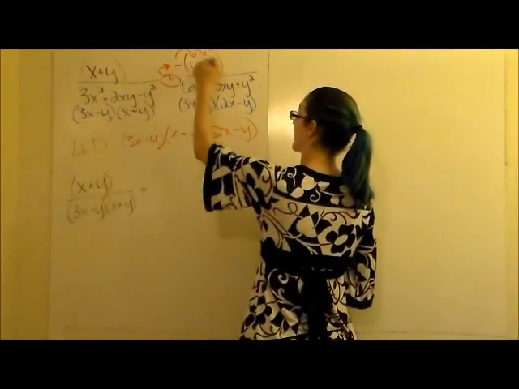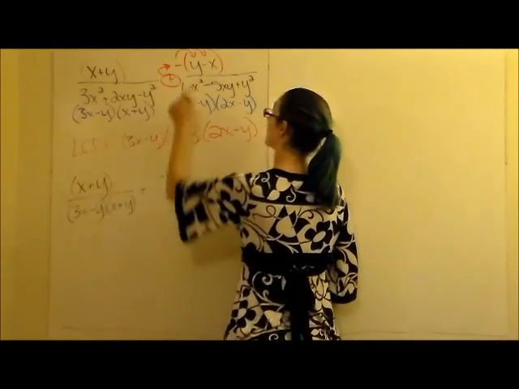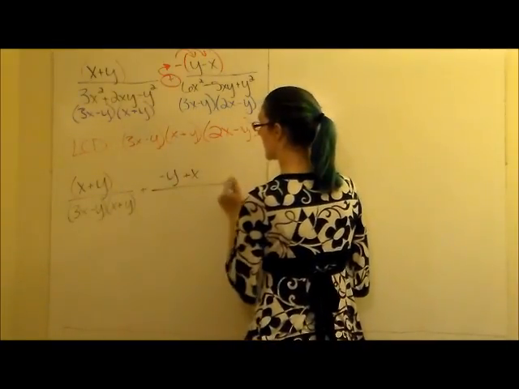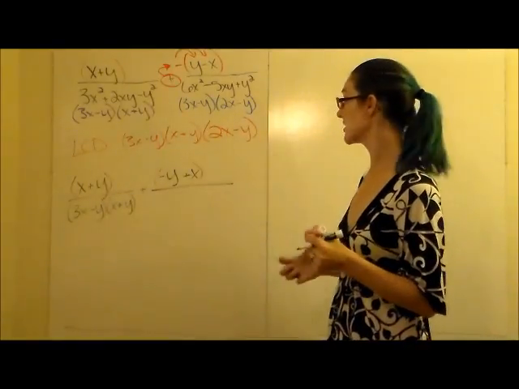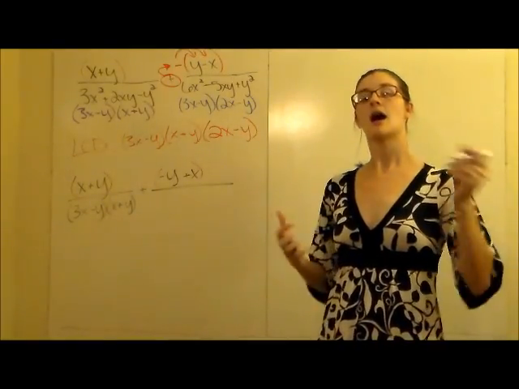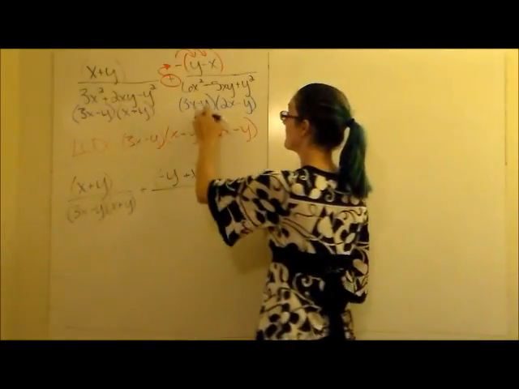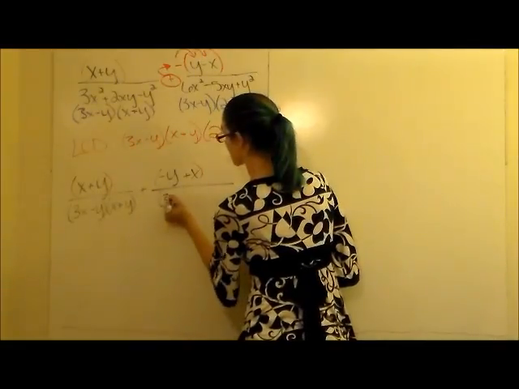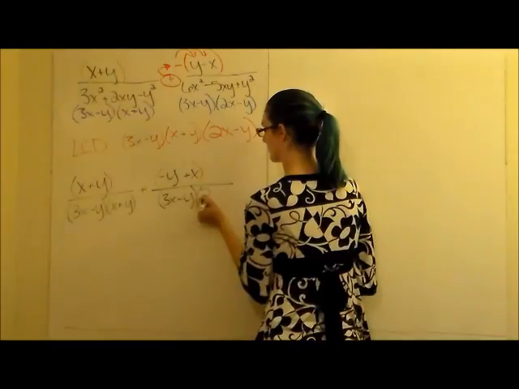For this one, I'm going to go ahead and do this distribution. Negative 1 times positive y is a negative y. Negative 1 times negative x is a positive x. Again, we're going to keep that in parentheses so that when I'm starting to put extra pieces in these numerators, I'm distributing the entire numerator, not just one piece of it. The denominator, again, factored form. I have 3x minus y times 2x minus y.